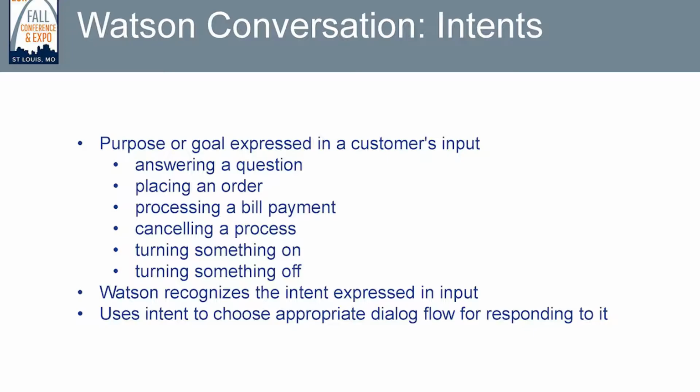So you give it examples of text that represent an intent. The specific thing that you're turning off or on, Watson Conversation figures out that that's not what's important. It's the text that means I want to turn something on. That's what it figures out. Or canceling something or whatever. So it recognizes the intent that's expressed in that input. And it uses the intent to choose the appropriate flow of dialogue through this network that you later build. I'll show you what that looks like here.